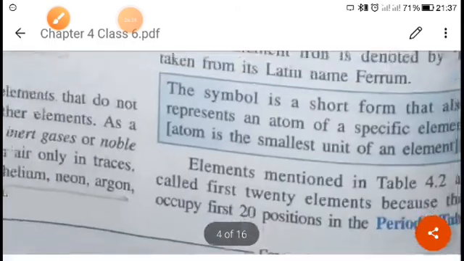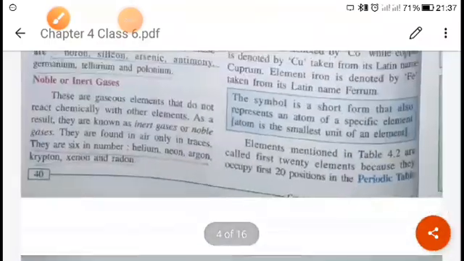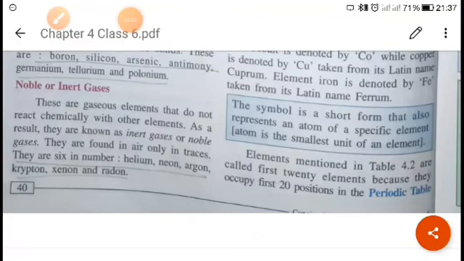Now next is noble gases. So what are noble gases? These are generally gaseous elements, and they do not react with any other element. They are chemically unreactive. That is why they are called inert gases or noble gases, and they are found in the atmosphere in a very small quantity.